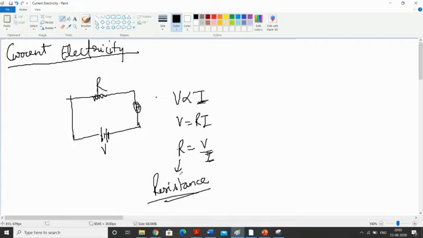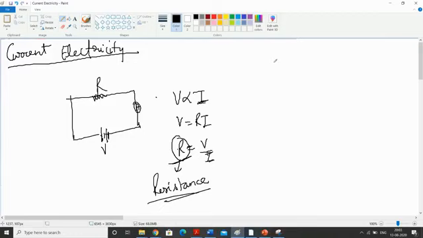The important thing to note here is that the resistance does not depend on the voltage or the current. If R is equal to V over I, it doesn't mean that if you increase the voltage, resistance increases. It doesn't happen like that. If you increase the voltage, current will also increase so that resistance remains constant. Resistance actually depends on other factors.